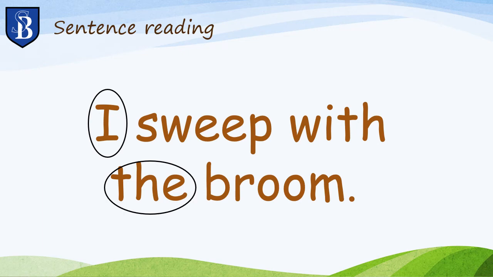Can you see the OO digraph anywhere? Yes, there it is in our final word. So already we know 2 out of the 5 words, and we know there's the OO digraph. Let's see if we can read the rest together.